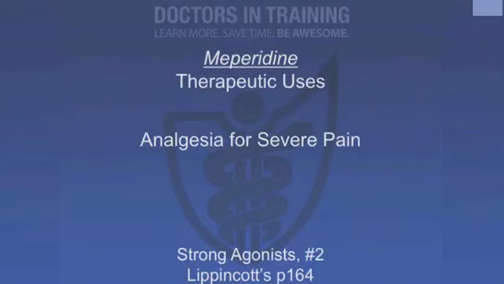Therapeutic use, analgesia. So pretty simple. Very similar to the reasons why you're going to use morphine, other than obviously the cough and the diarrhea. And then also because it's safer during labor, you will have people still use meperidine to help with labor pain.